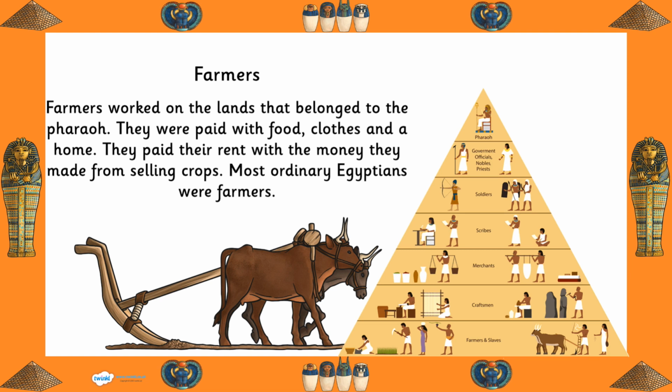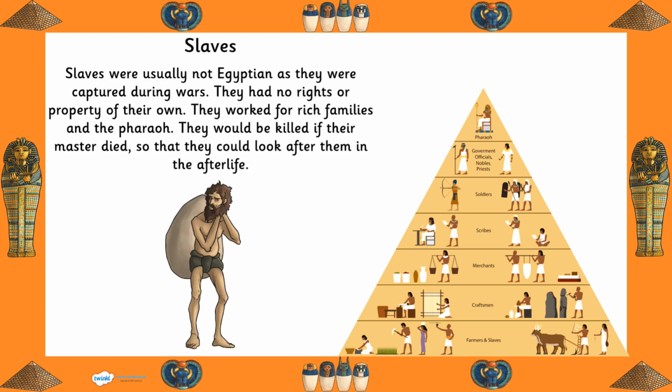But next to that we have slaves, and slaves were usually not Egyptian as they were captured during wars. They had no rights or property of their own, they worked for rich families and the pharaoh, and they could be killed if their master died so that they could look after them in the afterlife. So slaves, right at the bottom of the pile, no rights whatsoever.